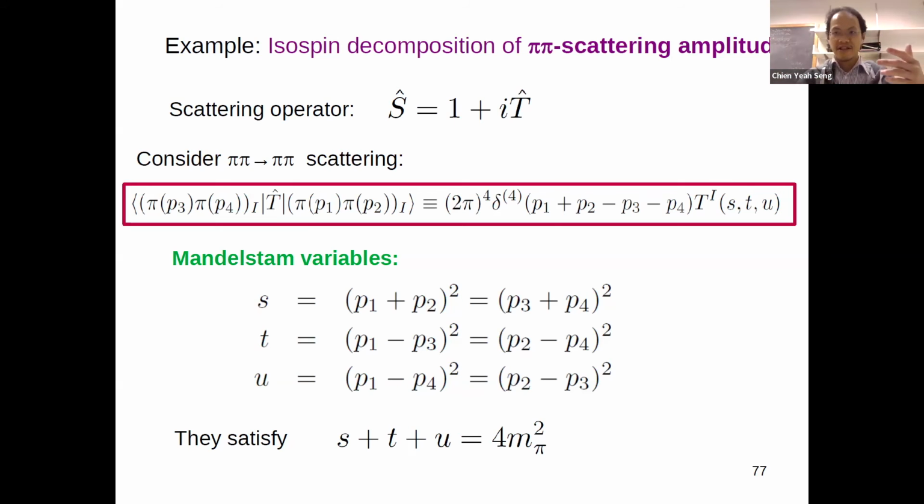Now you may have learned that in the 2-to-2 scattering, it's very convenient to introduce the so-called Mandelstam variables. The s variable describes the s channel scattering, the t variable characterizes the t channel scattering, and the u variable parameterizes the u channel scattering. They satisfy s plus t plus u equals the sum of the squares of the masses of all 4 particles in the initial and final state. In this case, 4 m pi squared.